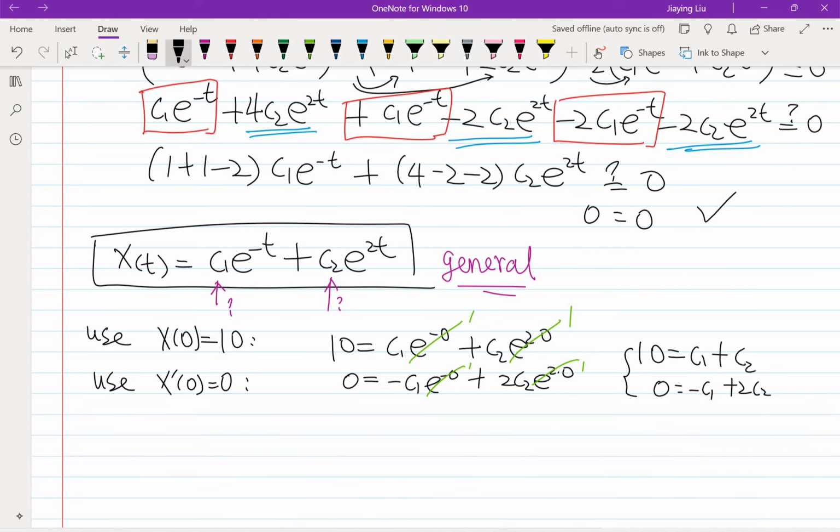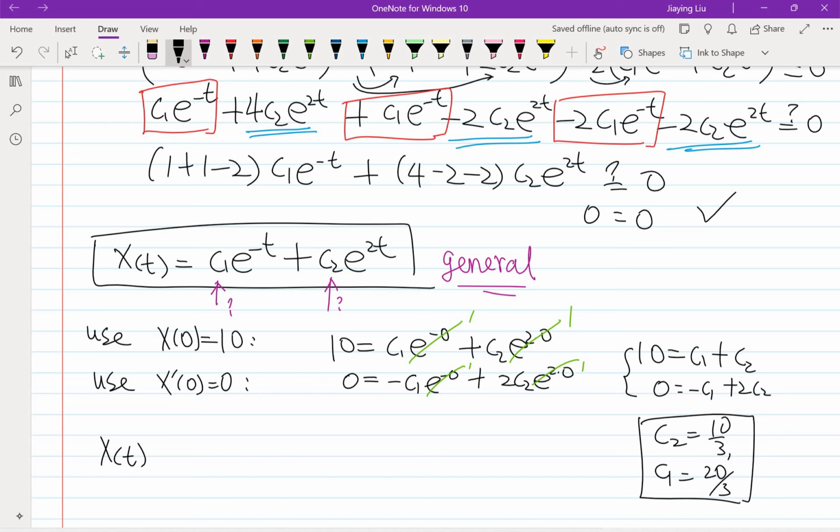I hope that's okay. So we just end up with, if we add them, the C1 will cancel, we get C2. 3C2 equals 10, C2 equals 10 over 3. And the C1 will become 20 over 3 if you solve it correctly. I hope that's okay, not showing the work. And now we have C1, C2.